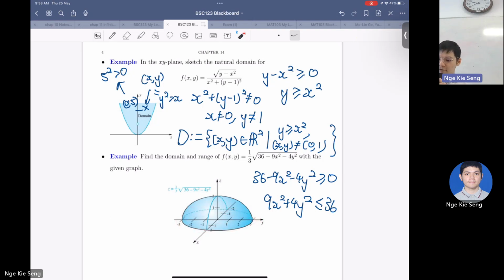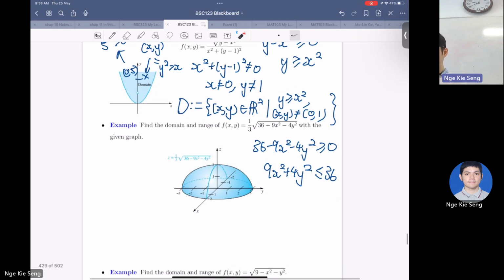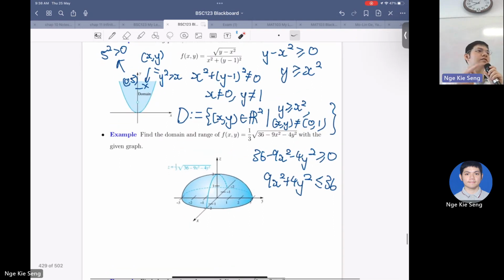And if you draw out the z-axis, actually you get a hemisphere, not hemisphere, ellipsoid. What do we call that again? I forgot the name. One dimension higher than an ellipse. I think it's called ellipsoid, if I'm not wrong. Half of the ellipsoid. Remember this square root function thing?